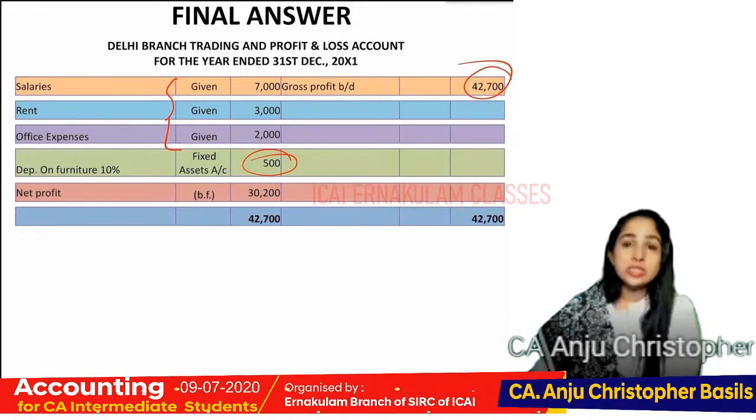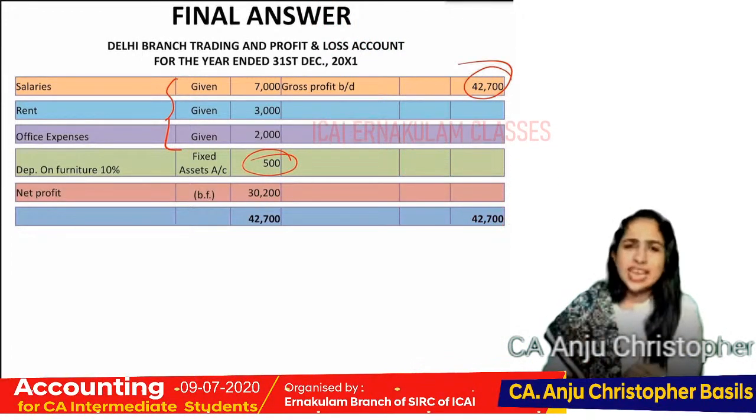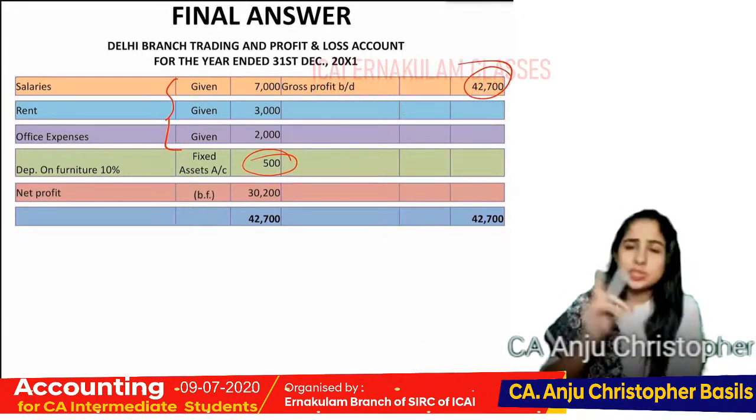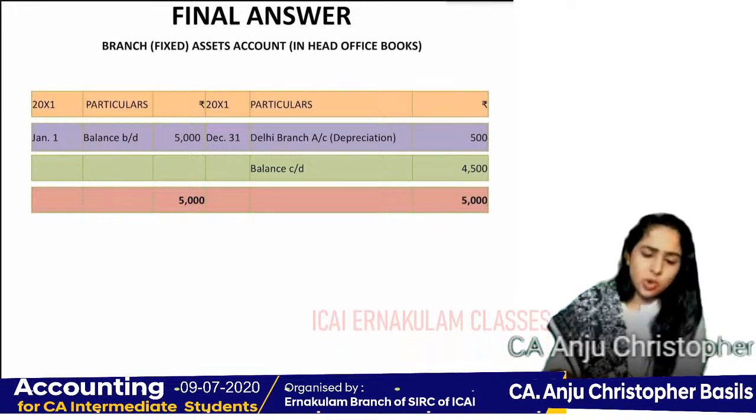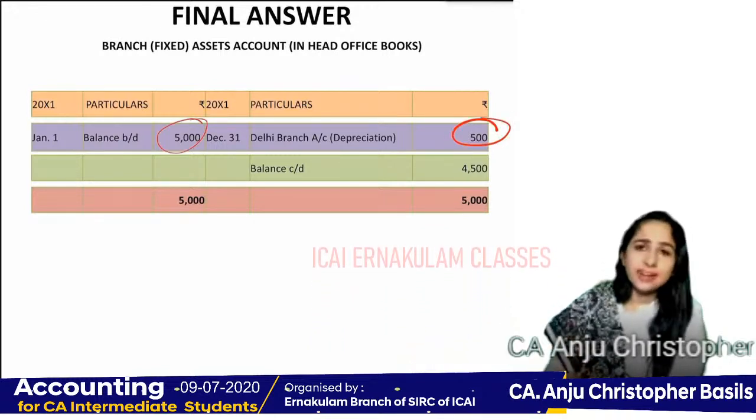Good. All right. So we are done with the trading P&L. Now we are just pending with this one more ledger, the fixed assets ledger. Okay. So here it is. The opening is given. The rate is 10%.